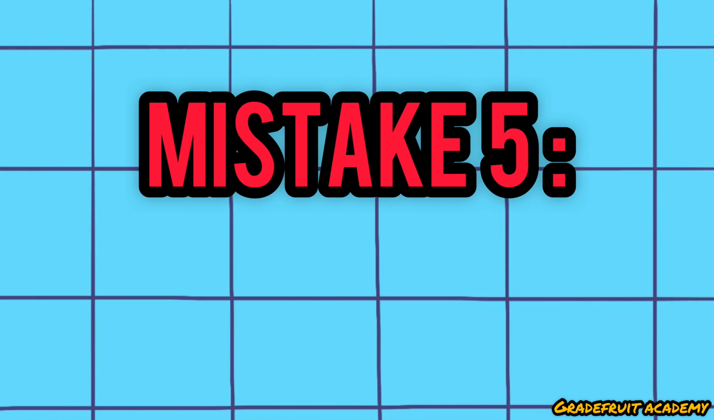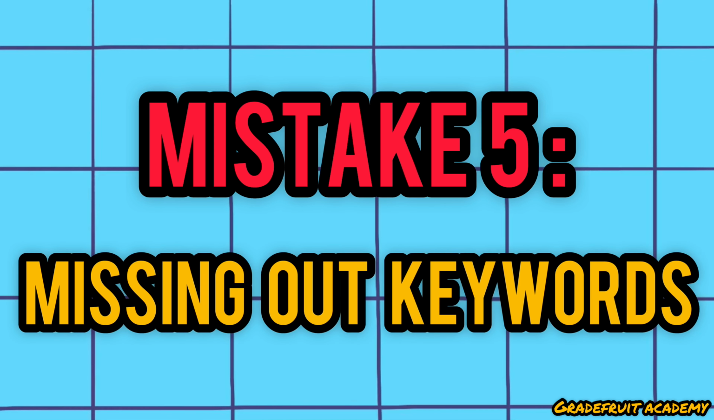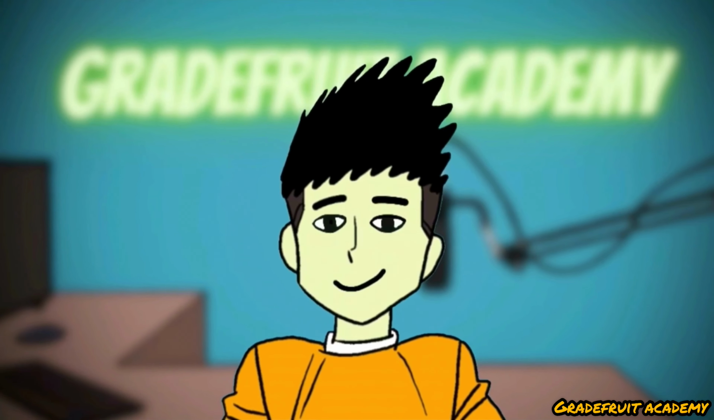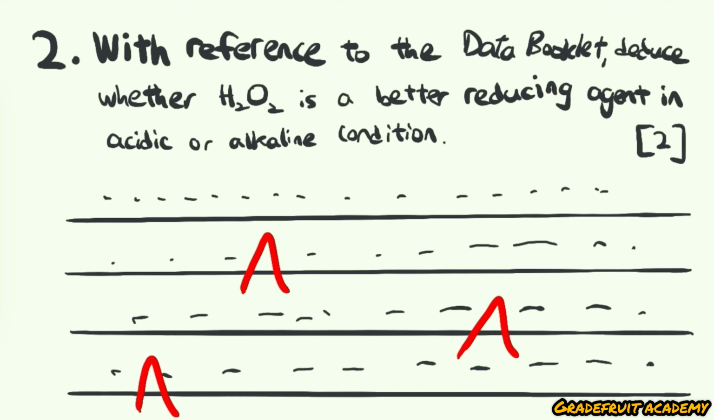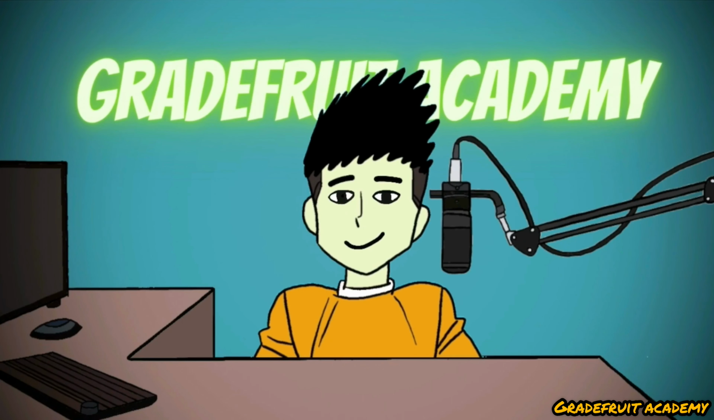And the fifth mistake that JC chemistry students make is missing out keywords in their answers. I know it's frustrating, especially when you've studied only to find that your answer is still incomplete with carets all over the place.